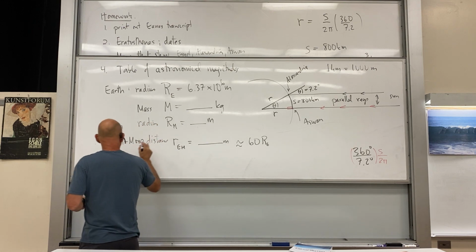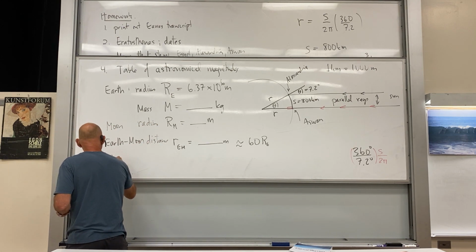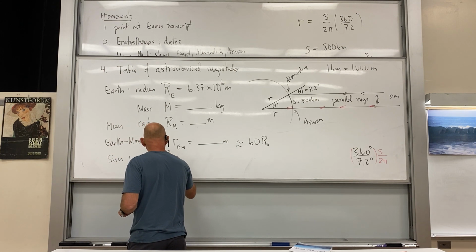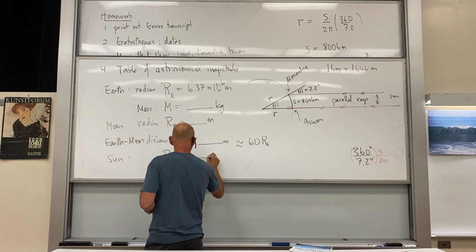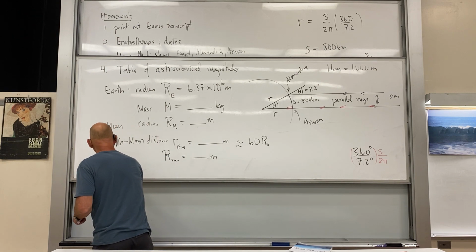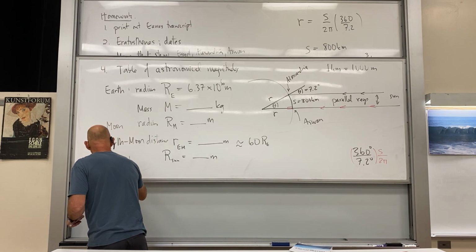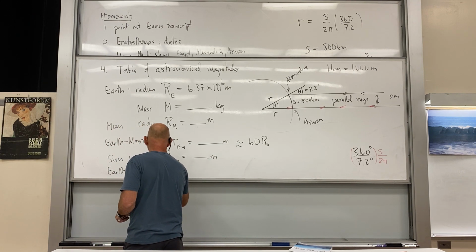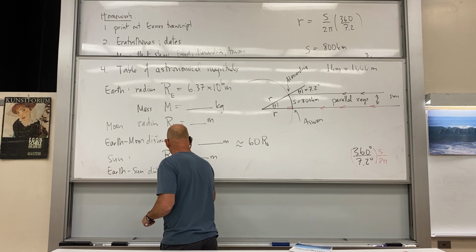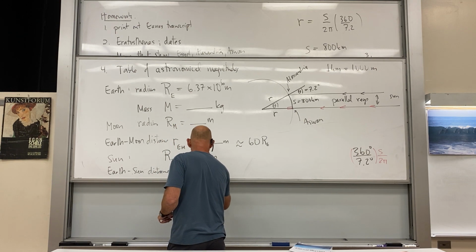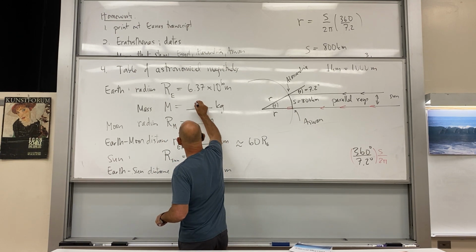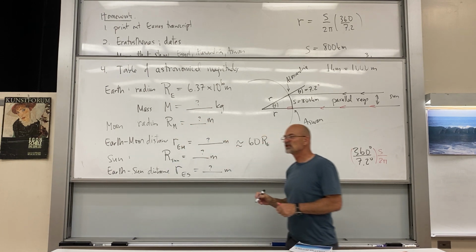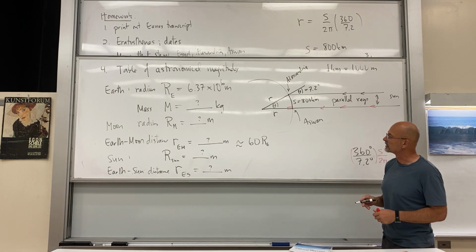Earth-Moon distance, and let's do two more here. The sun, our sun, radius of the sun is equal to so and so many meters, and then the Earth to the sun distance, R sub Earth-sun, is equal to how many meters? I'll put question marks here. Yeah, so you can just look those up and make sure they're in meters and print them out.